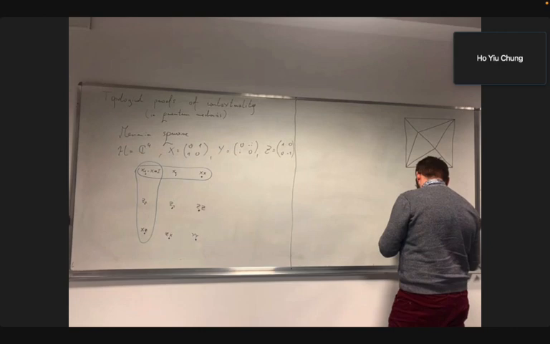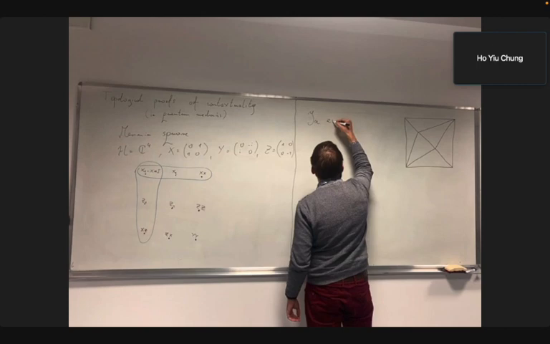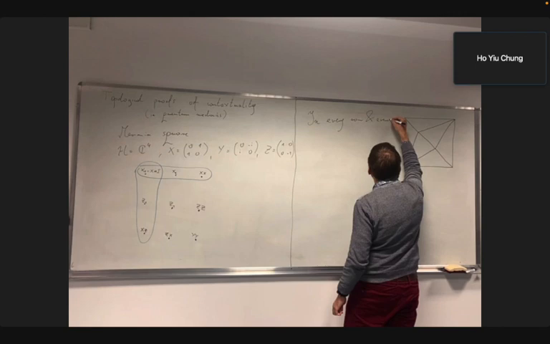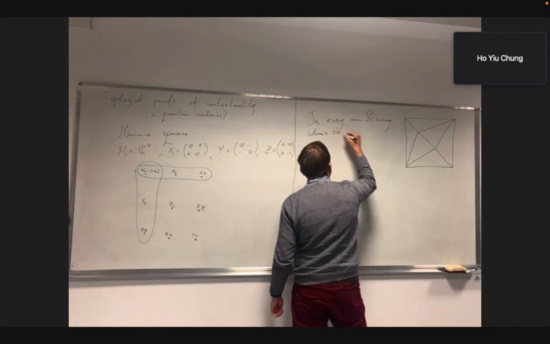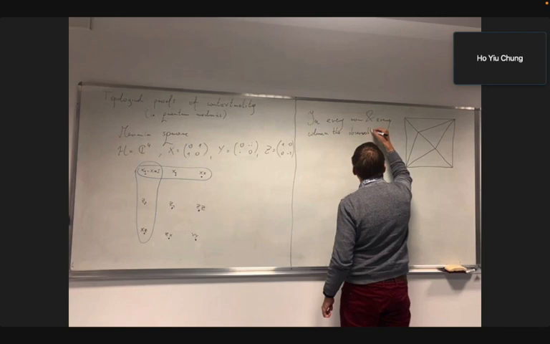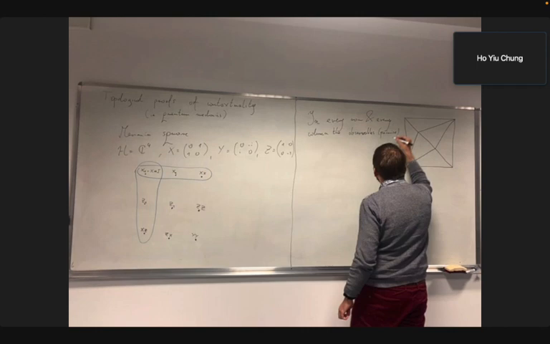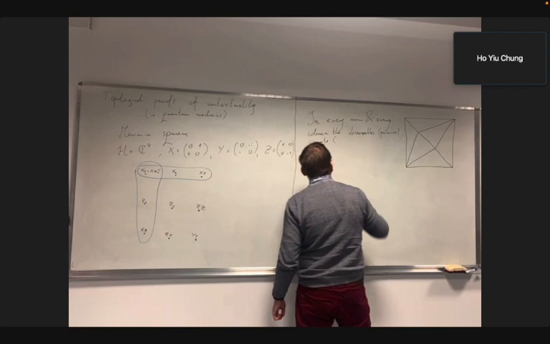So in every row and every column, the observables pairwise commute. Okay, and this means that they form a context.